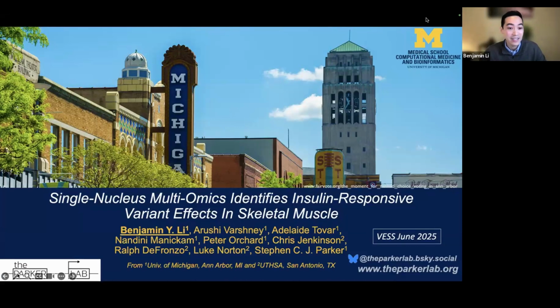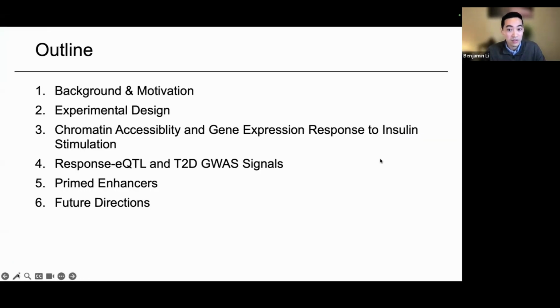I'm really excited to be here and talk to you all today about how single-nucleus multi-omics identifies insulin-responsive variant effects in skeletal muscle. So my name is Ben. I'm a graduate student in bioinformatics in Steve Parker's lab at the University of Michigan. And let's just dive into it.